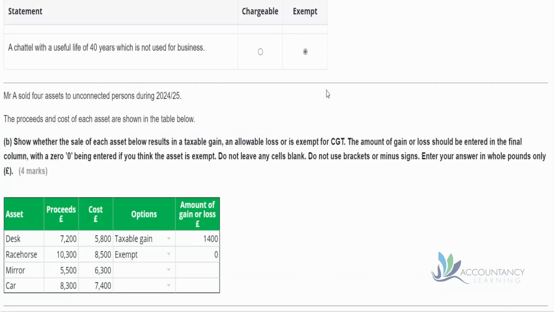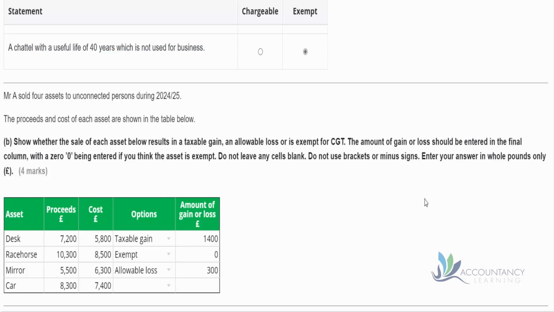Although not a gain in this case, though. We had a cost of 6,300, so we'd have an allowable loss, wouldn't we? So yeah, we'd have a loss of 300 in this case. So we'd have a cost of 6,300 and we're going to assume that the proceeds were 6,000.